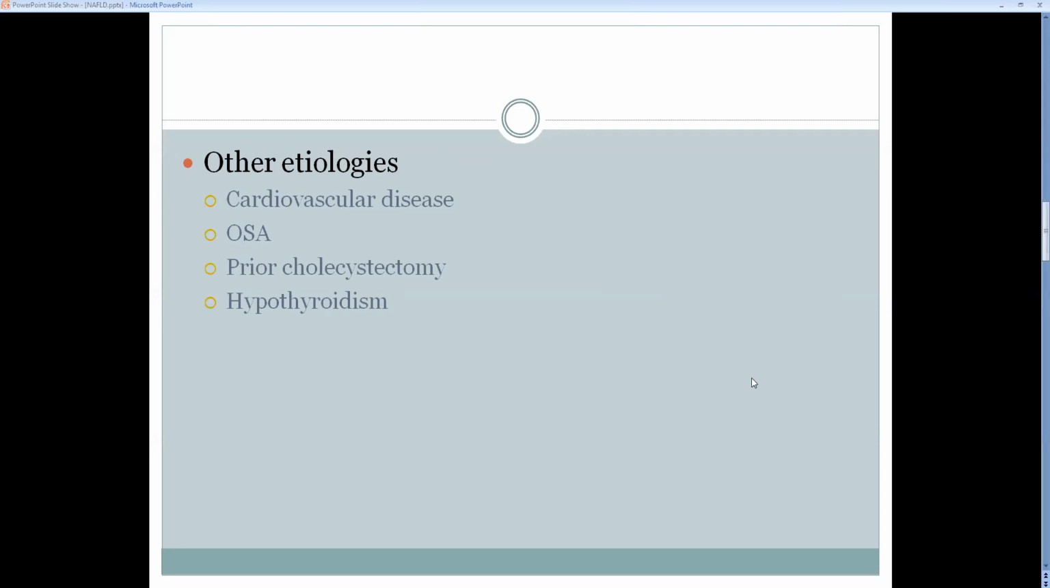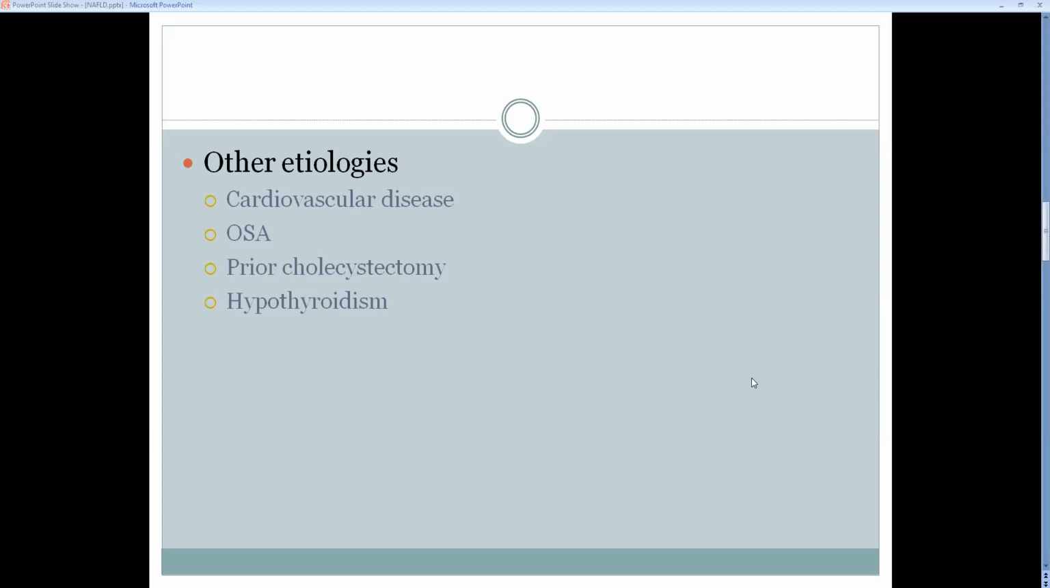OSA stands for obstructive sleep apnea. Interestingly enough, patients with sleep apnea have been shown to have that as a risk factor. Again, everything kind of comes back to obesity, because the majority of patients who have obstructive sleep apnea are also obese. So all of these are fairly intertwined.